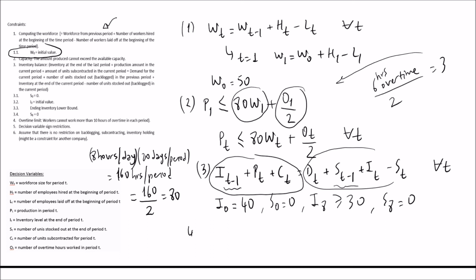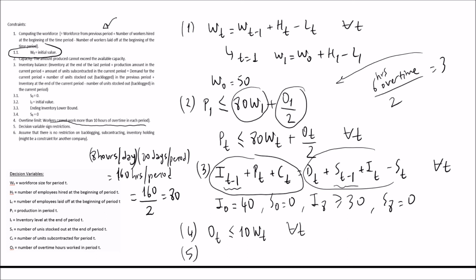Fourth constraint is overtime limit. Again, I'm going to write it for all t values. So overtime hours worked in period t must be less than or equal to 10 times WT. The restriction says workers cannot work more than 10 hours of overtime in each period. So 10 times number of workers available must be greater than or equal to overtime hours in that period. And this is for all t values.